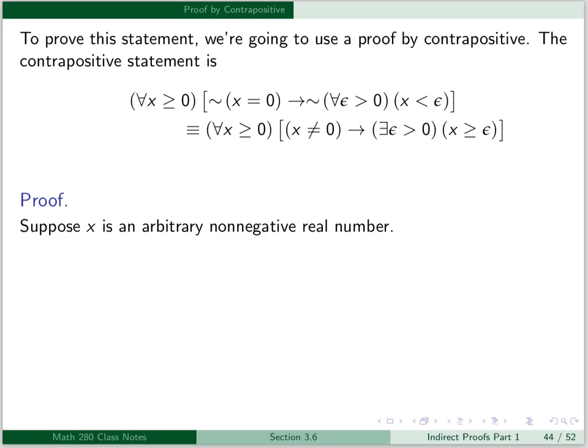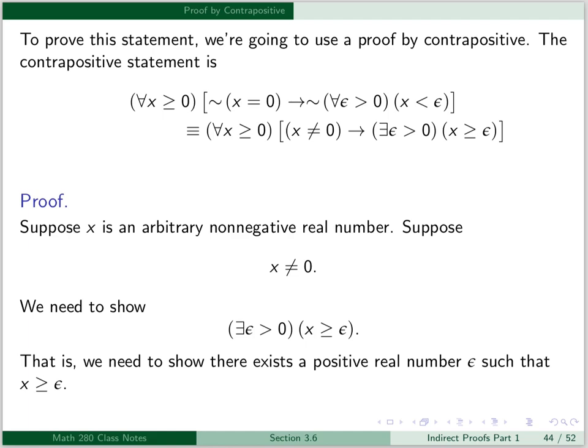Okay, so now we're ready to start the proof. We'll suppose x is an arbitrary non-negative real number. We'll suppose our hypothesis, x is not equal to 0. We then need to show our conclusion, there exists an epsilon greater than 0 such that x is greater than or equal to epsilon. That is, we need to show there exists a positive real number epsilon such that x is greater than or equal to epsilon.